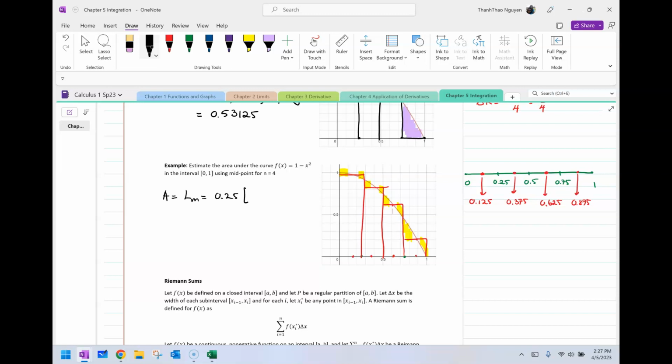However, the height is different. So we're looking at f of 0.125, f of 0.375, f of 0.625, and f of 0.875. So when we calculate this, we get 0.67185. So this is a little closer estimate of the area under that curve.